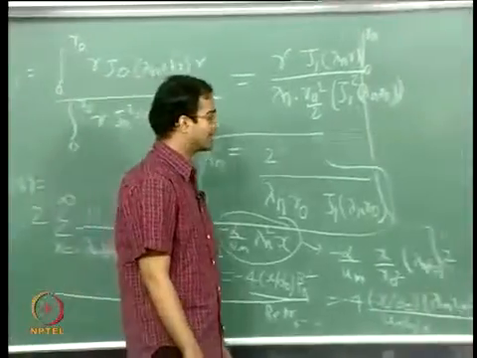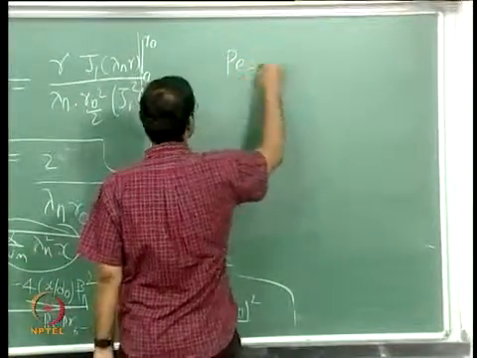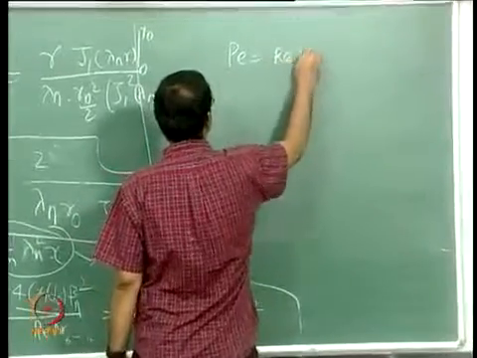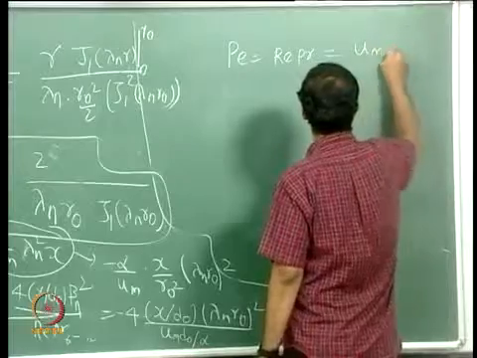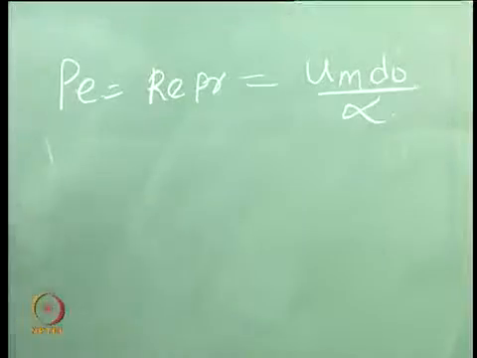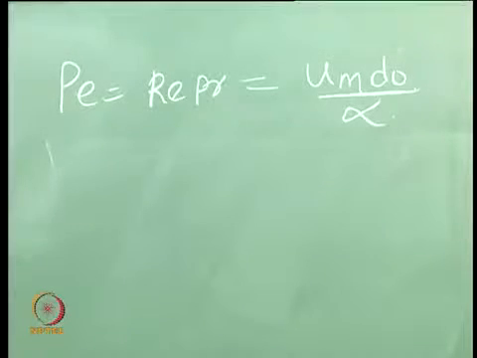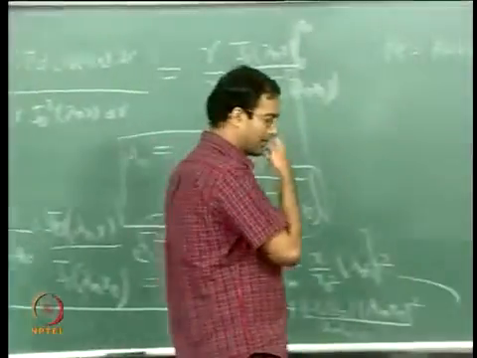Now I use another non-dimensional group called Peclet number, which is the product of Reynolds number times the Prandtl number, which is nothing but d naught by alpha. So generally, rather than all the time doing Re Pr, people refer to that as a Peclet number, the product of Re times Pr.